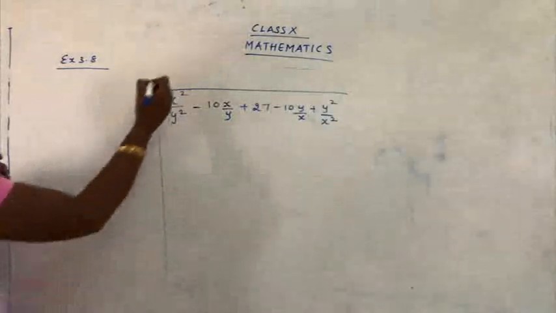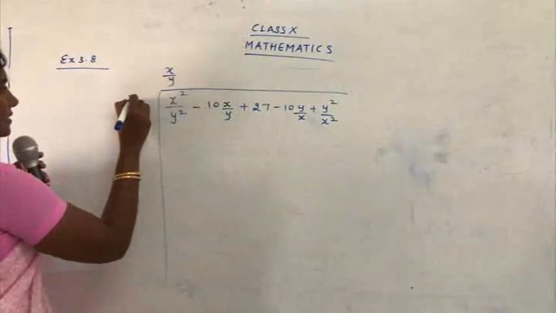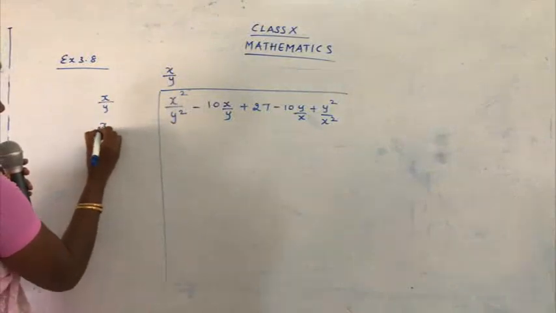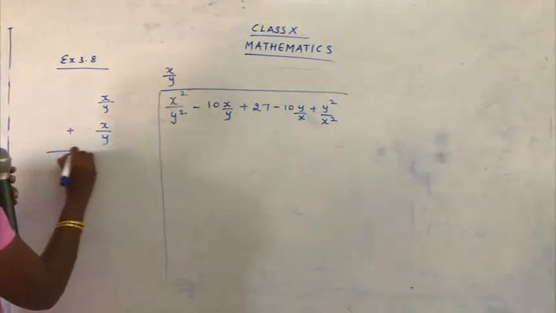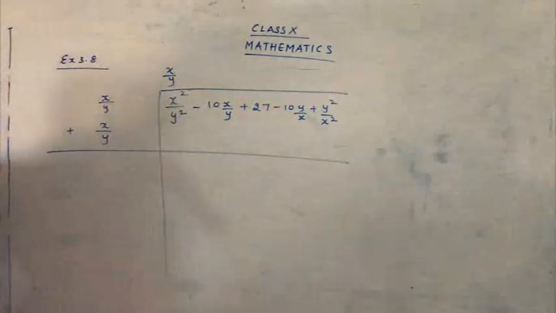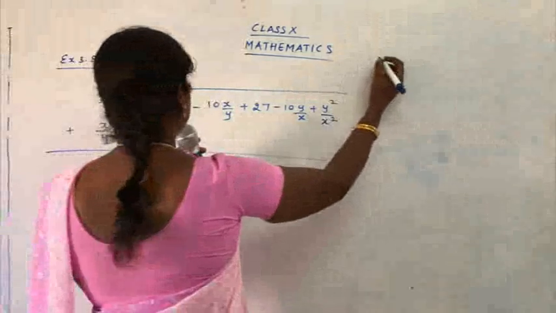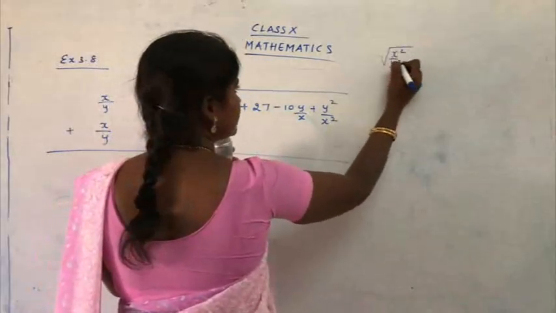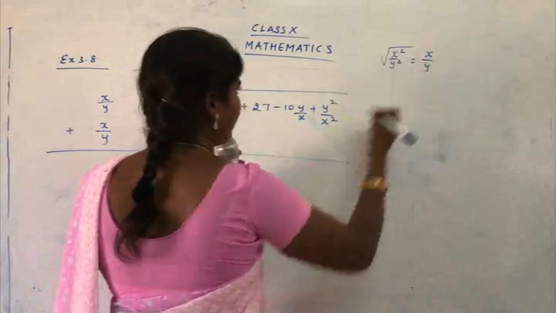So take it here. It's x upon y. I told you, 3 times you will write it as x upon y. The sum will be a little lengthier because we have the terms in fraction. So see, I will write the step here. Square root of x square upon y square is equal to x upon y.